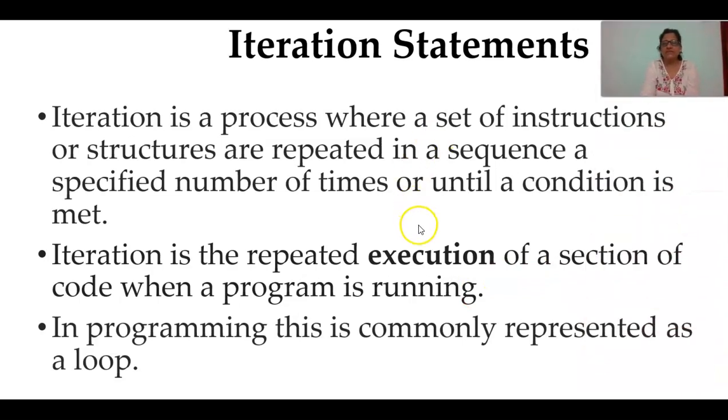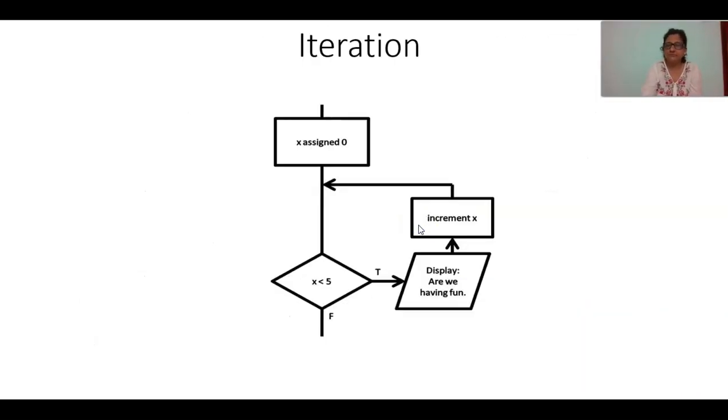In programming, this is commonly represented as a loop, and you can see the loop here: x is assigned 0. Then check for x less than 5. If x equal to 0, obviously x is less than 5, 0 is less than 5. Display that particular value of x, increment x, go back, again check x less than 5. Display that value, increment, again check x less than 5.